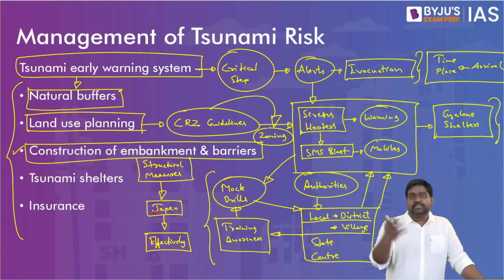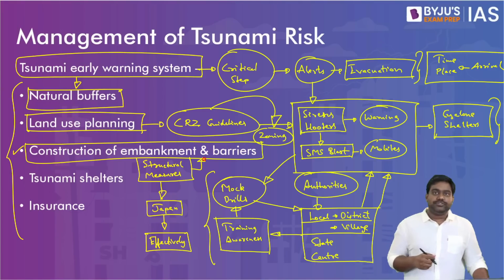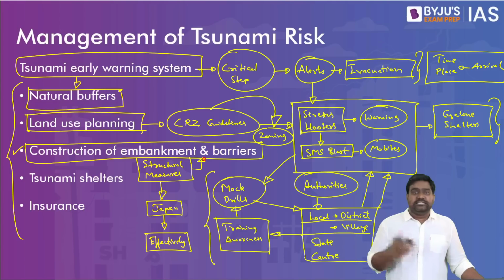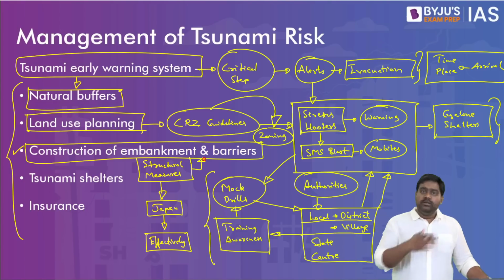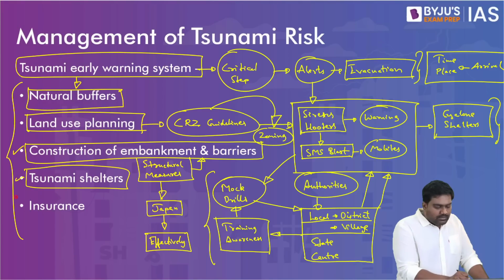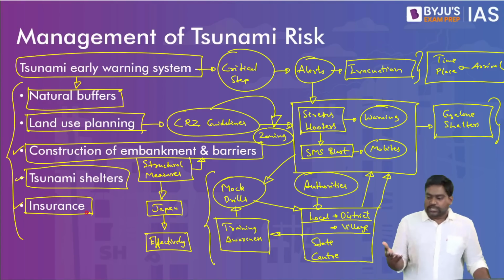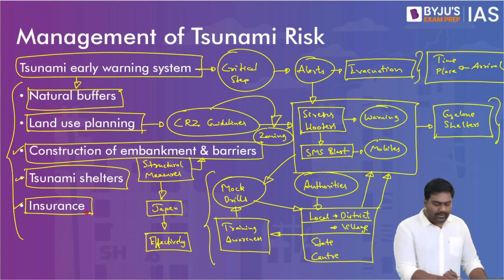Even we have critical sites located on the east coast, and we can also take up these structural measures to protect some important locations. Even along coastal cities like Chennai, right? Embankments, barriers, and retention walls can be built to minimize the impact of the tsunami wave. So tsunami shelters, we already spoke about it. Our cyclone shelters turn as tsunami shelters as well.